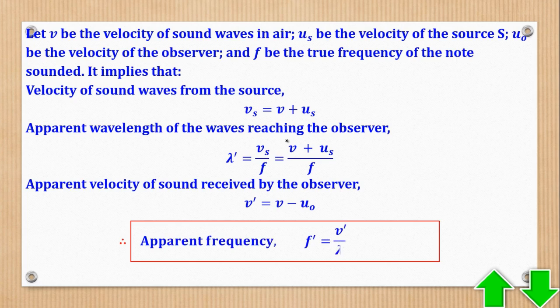So in the end, we shall come up with F prime being equal to V prime over lambda prime. V prime is here, lambda prime is here, and we come up with this. Now, still, looking at note 1 we made, if this observer is moving away from the source, and the source is moving away from the observer, it implies that the apparent frequency must keep on reducing. And for it to reduce, the numerator has to be minimum and the denominator has to be maximum. So minimum numerator, that's why there is a minus. Maximum denominator, that's why there is a plus here.